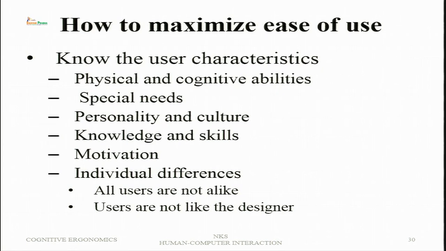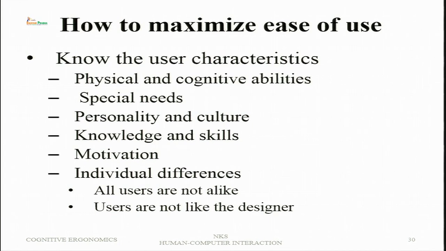Know the user characteristics, physical and cognitive abilities of the user. For example, if it will require a lot of energy expenditure, then will this provide ease of use to the user? So they understand their physical and cognitive abilities. What are the limitations in their physical and cognitive processes at various stages? Then special needs, there may be special needs, for example, because of age, because of sickness, because of children, for example, so diversity, consider diversity.